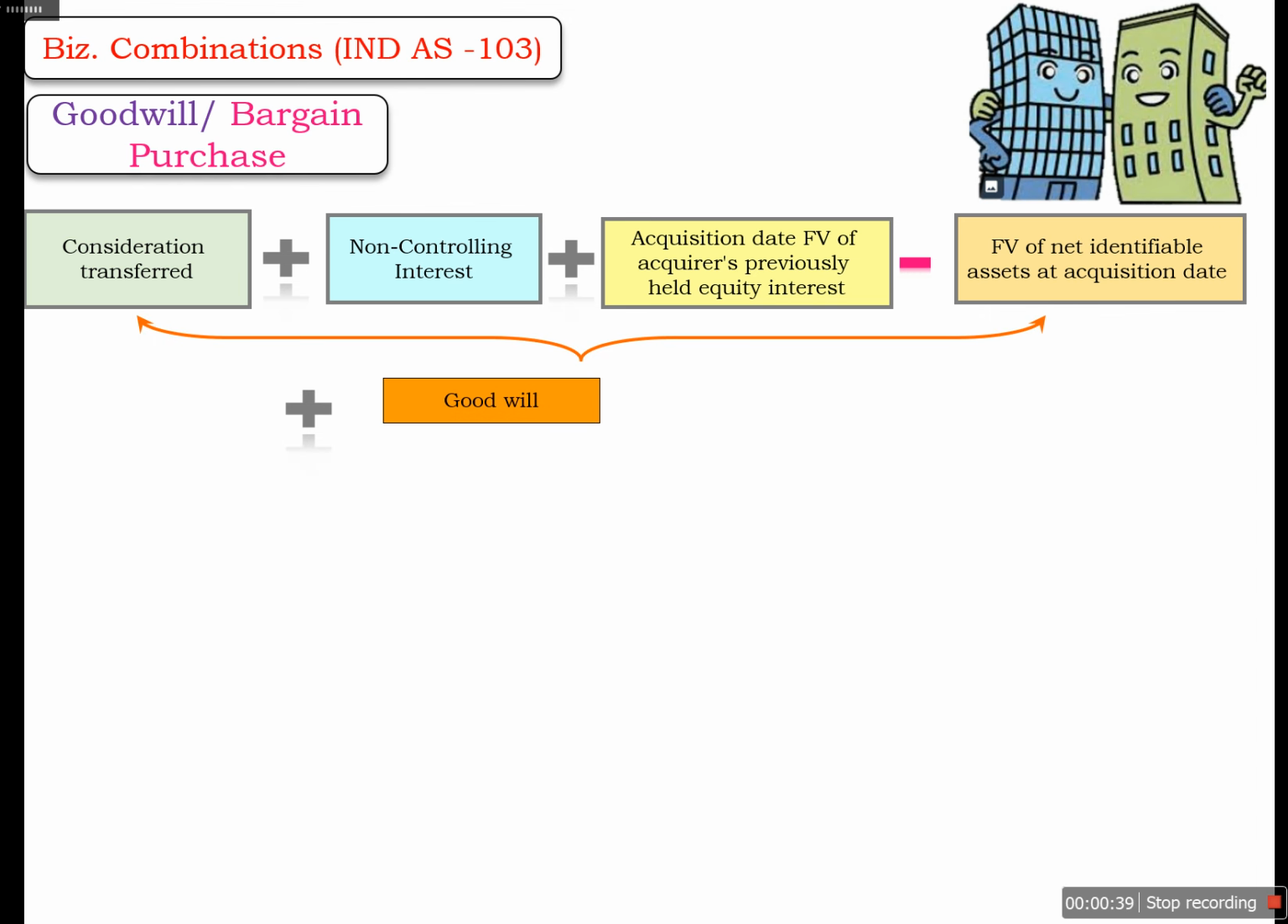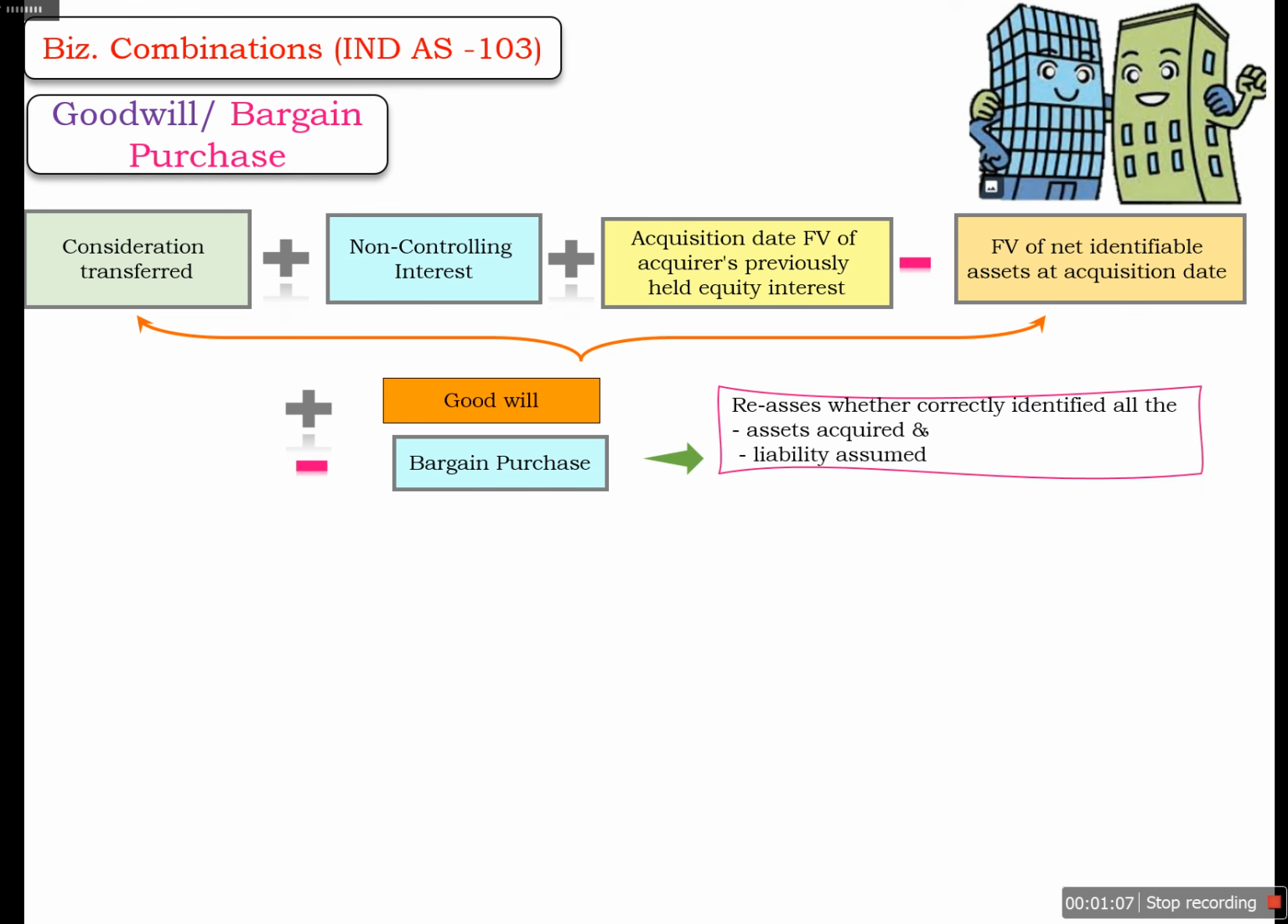And in the rarest of rare cases, the result can be negative. It means the fair value of net identifiable assets at the acquisition date is greater than the consideration transferred, the value of NCI, and the acquisition date fair value of the acquirer's previously held equity interest. In this case, it will be called a bargain purchase. This can appear in rarest of rare cases, maybe in a forced sale.